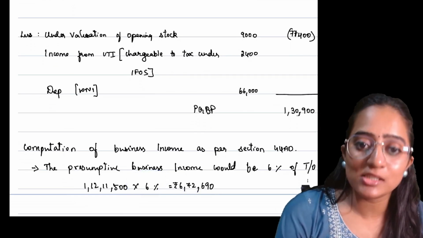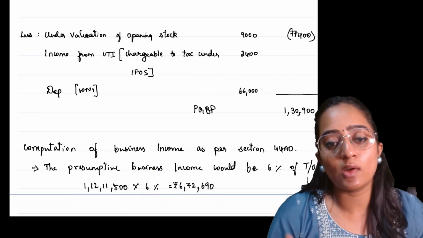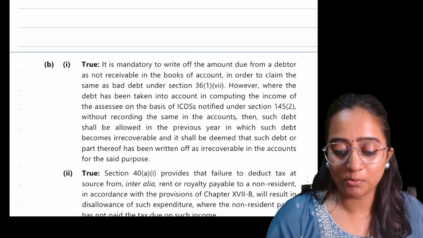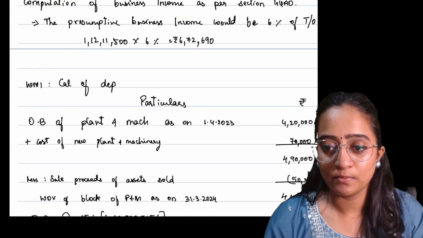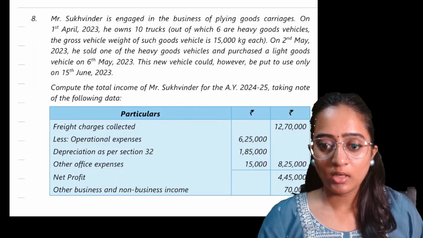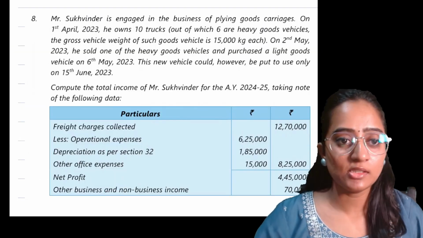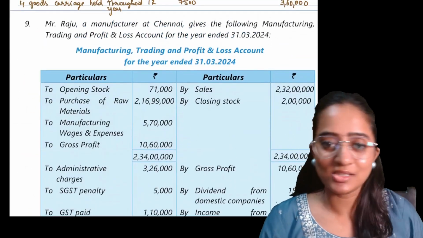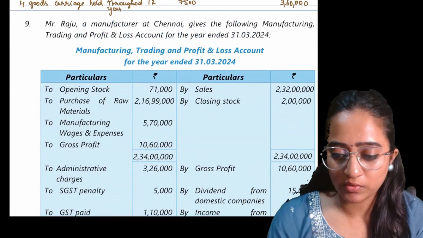They've not asked for a suggestion. They've just asked you to record as per section 44AD, and this we have done with question number 7. Now let's do the next question, that is question number 9. It's similar to your question number 7. So let's move forward to the next question.